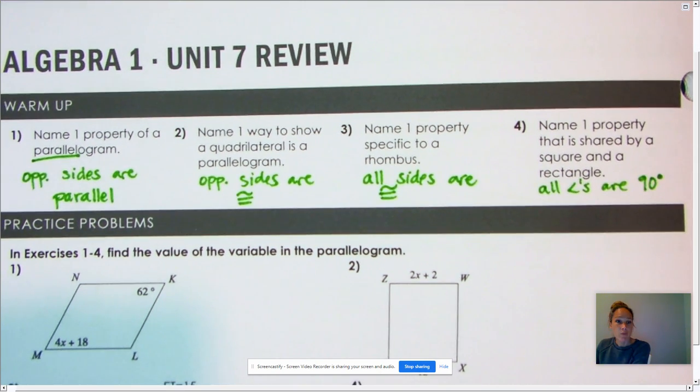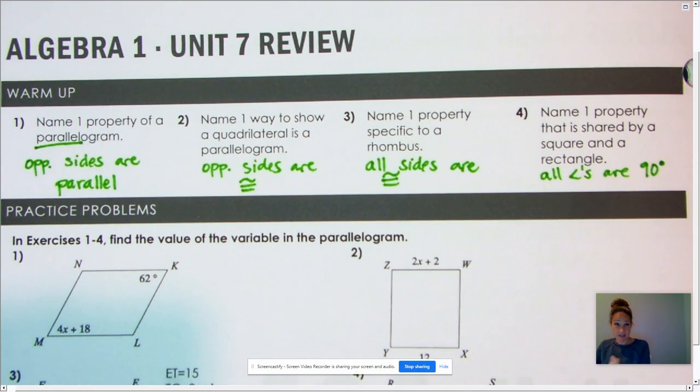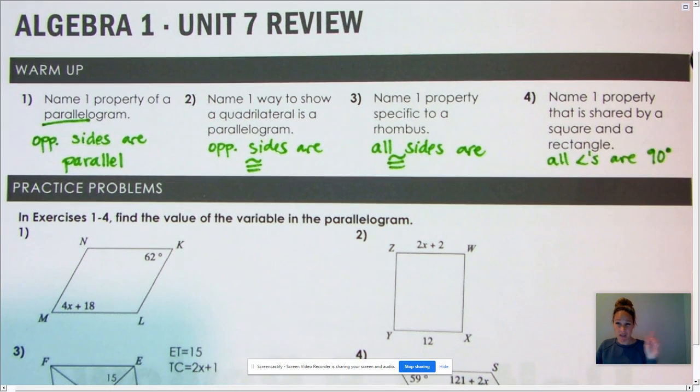Okay, and there's multiple right answers for questions 1 through 4. It's just to try to get you to think back to what was in your notes from Unit 7. So make sure you guys go back and look at those notes. Don't just copy down what I have, although that would be okay, but there are more right answers than just what I have.